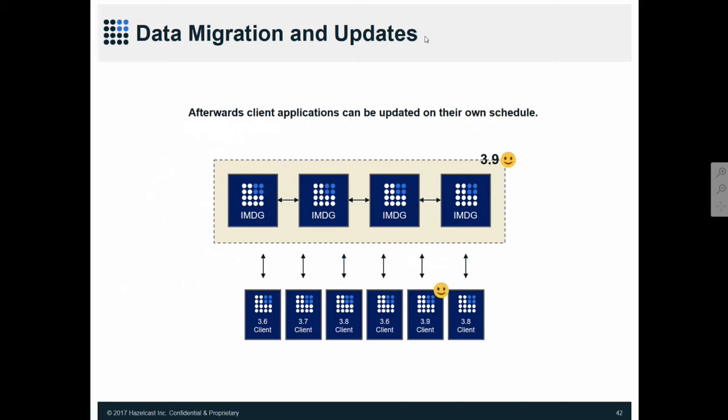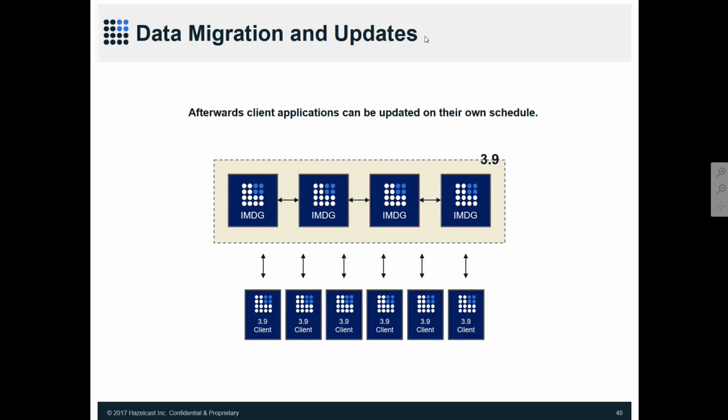So after we updated the cluster, we're going to go around and update one client application after another. This also gives you the freedom of deploying independent microservices, independent applications that access the same cluster independently. So you don't need a full release train where everyone has to be at the same version all the time. And eventually everything is on 3.9. That is the main goal. That is how you update the clients.